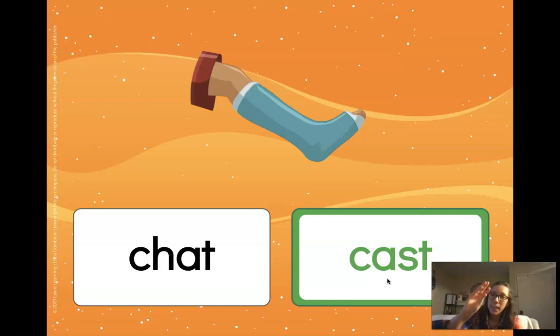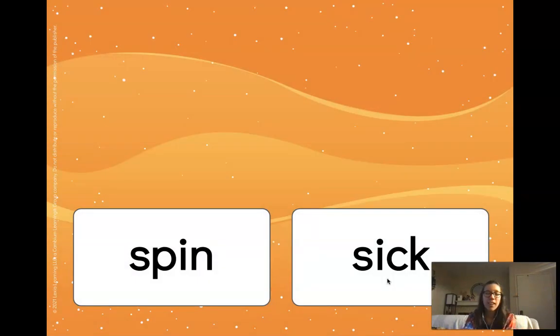K, a, s, t. The consonant blend, ST, is at the end. We know it can't be the word on the left because that word has a consonant digraph, CH. We would hear 3 sounds. What does the word on the left say? Good, that word is chat. Ch-at, chat. And that's not the word we're looking for at all. Go ahead and sound out each of these words, friends.